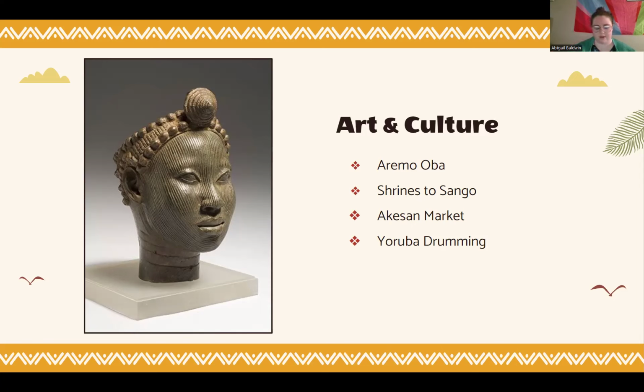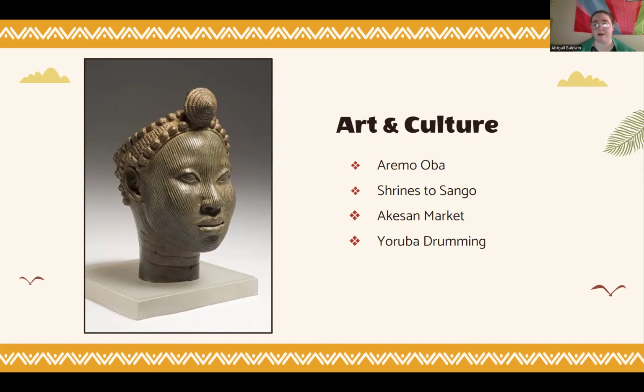Sango, who is the descendant of Oranmiyan, is a founding father among the Yoruba people. There are many, many shrines to him throughout Old and New Oyo, and he's held in extremely high esteem by the Yoruba people.